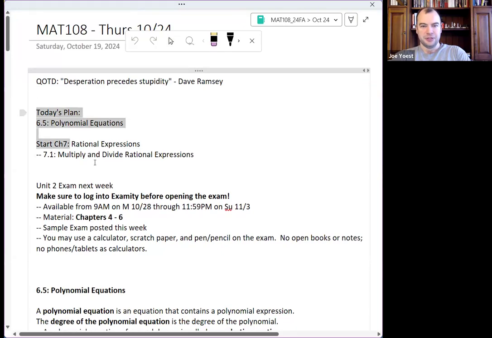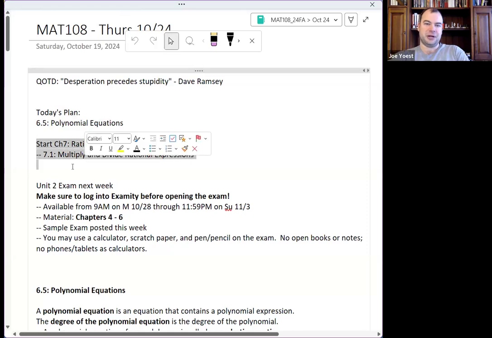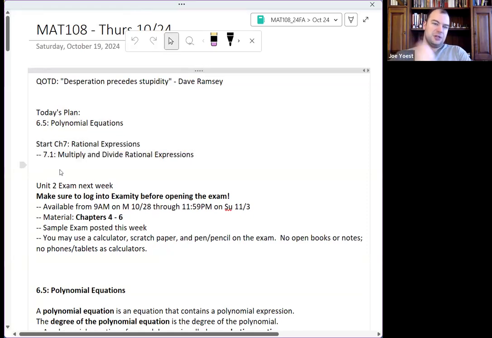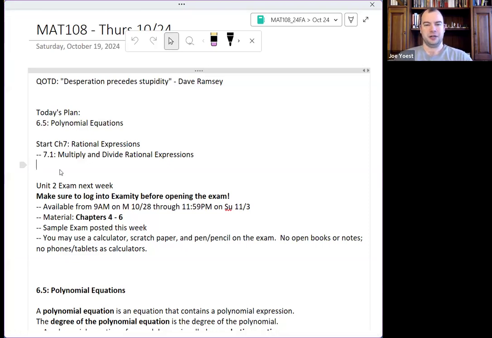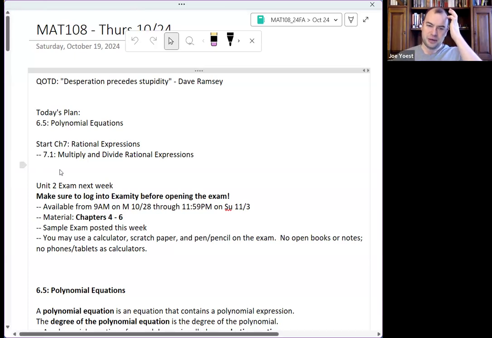Okay, the plan for today is to finish up chapter 6, talking about 6.5 on polynomial equations, and then start into chapter 7 on rational expressions. So chapter 7, I think, will probably start to move into territory that you may not have seen in the past, depending on how extensive your math background was.